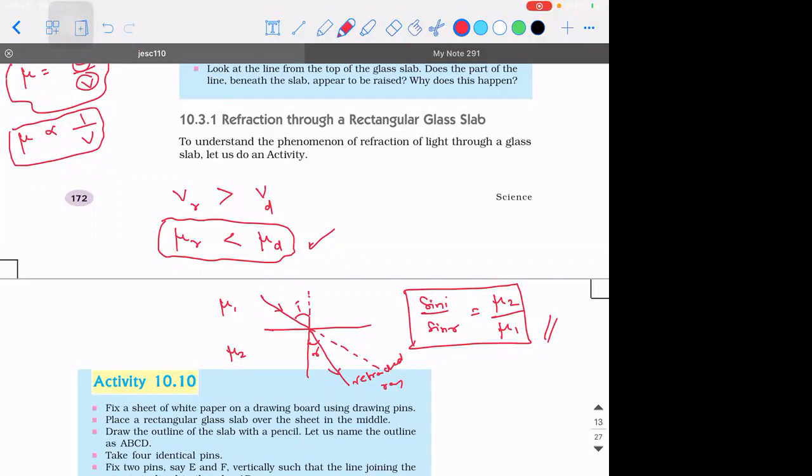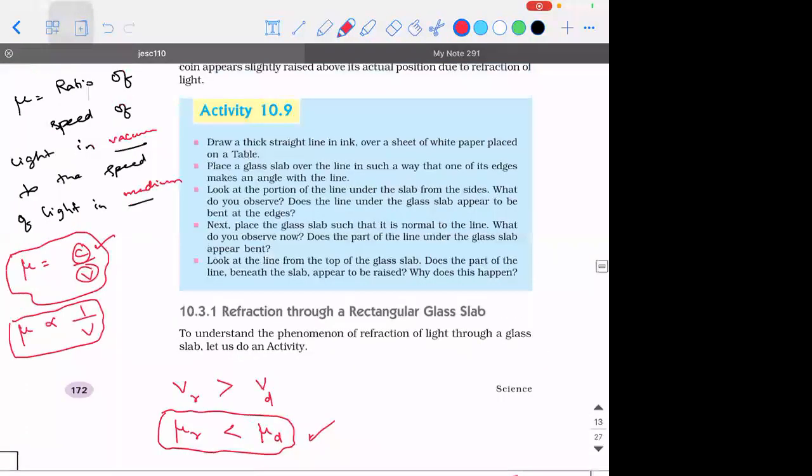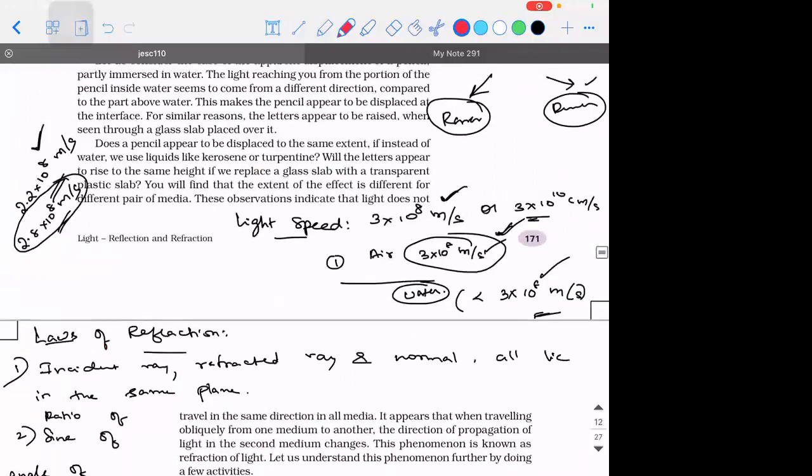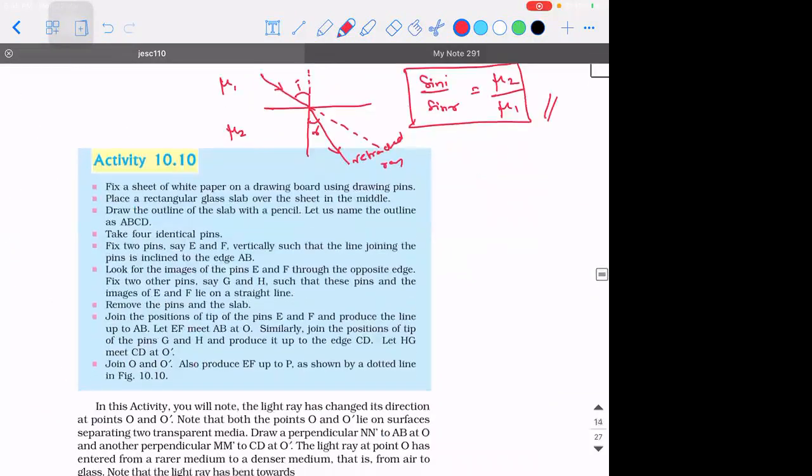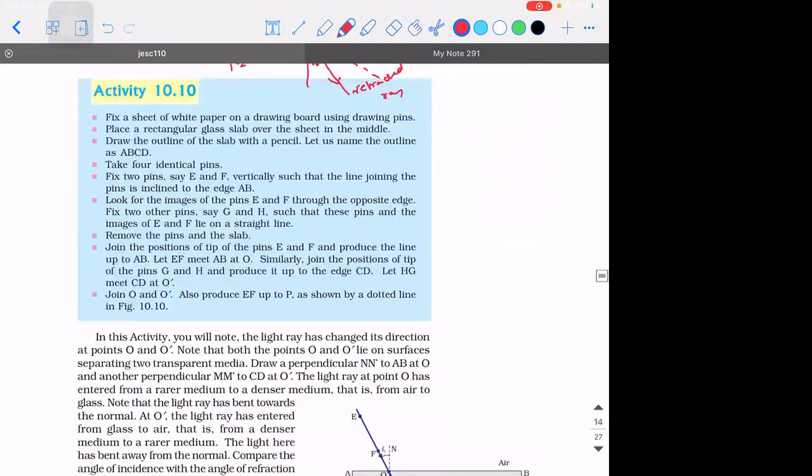Sin i by sin r is equal to mu2 divided by mu1. Does this make sense? Shall I proceed?